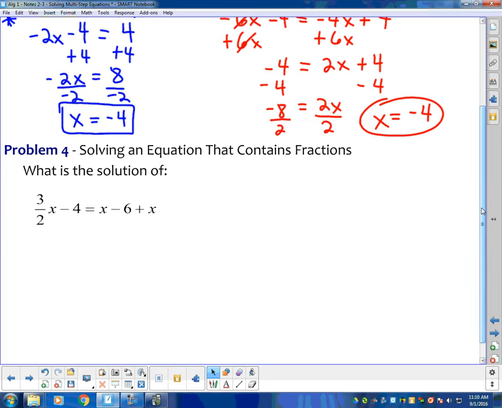Last problem here. It says solving an equation that contains fractions. What is the solution of? Okay, so we got some fractions in here. You can see on this side over here we have a fraction attached to x, and then we have a constant. So there are no like terms to combine there. We're going to have to deal with that fraction in a minute.